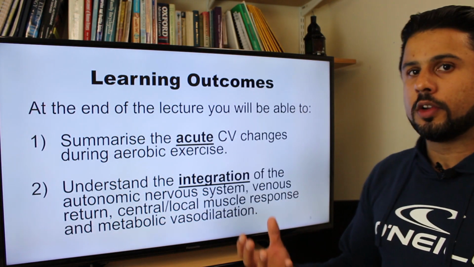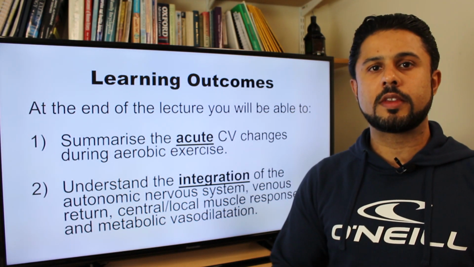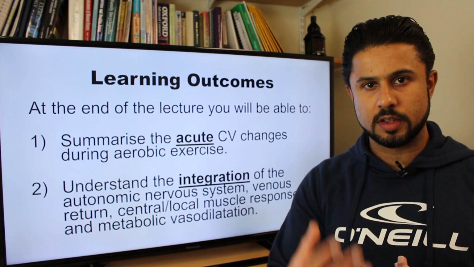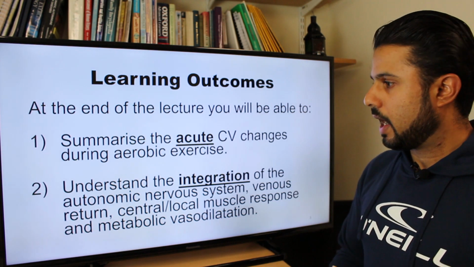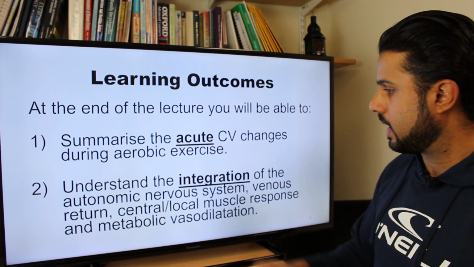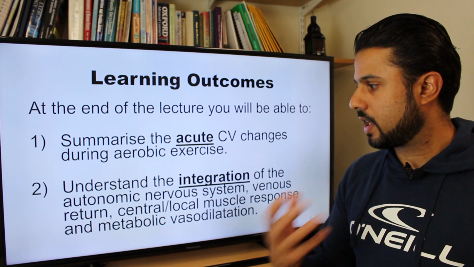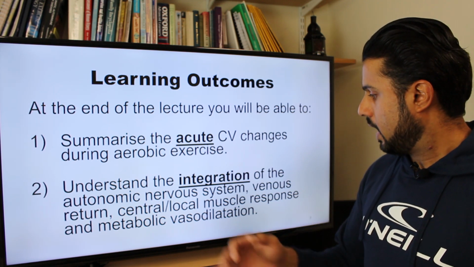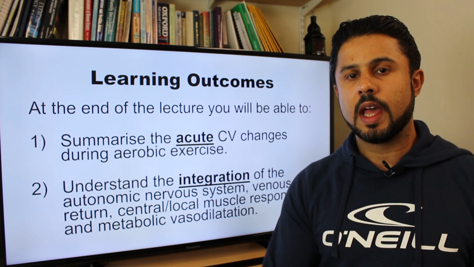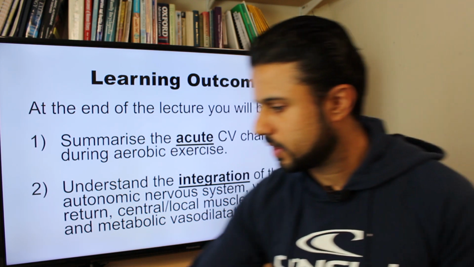Moving on to the learning outcomes, what I would expect you to take away at the end of this presentation is to be able to confidently summarize the main changes that occur in the cardiovascular system when we start aerobic exercise. These are the initial changes that happen. You should also understand the integration of several different physiological systems in the body, including the autonomic nervous system, the concept of venous return and how that relates to cardiac output, and also the role of the central and local muscle receptors and how they influence activity in the brain, and how they influence cardiovascular function during exercise.